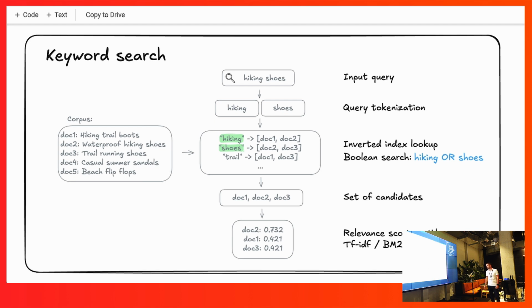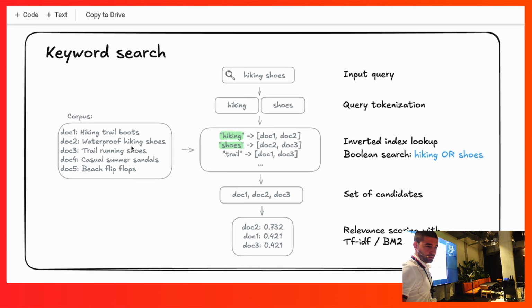BM25 is, I would say, the first option today, and it's an improved version of TF-IDF, where the importance of a word is taken into account. So TF means term frequency. We are checking the frequency of the term in the query, and IDF is inverse document frequency, where we are checking the frequency of the term in the document corpus. We use some algorithm like this, and we calculate the relevance score, and those are the results.